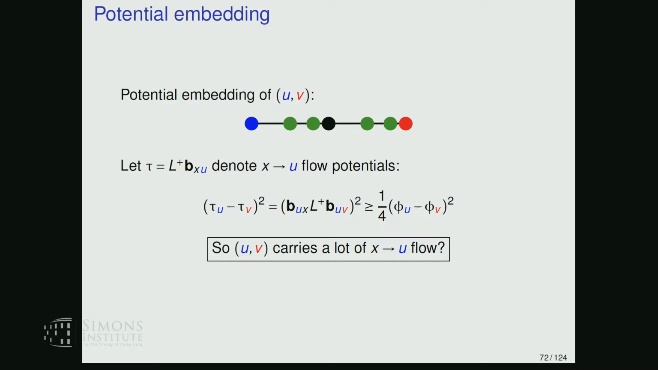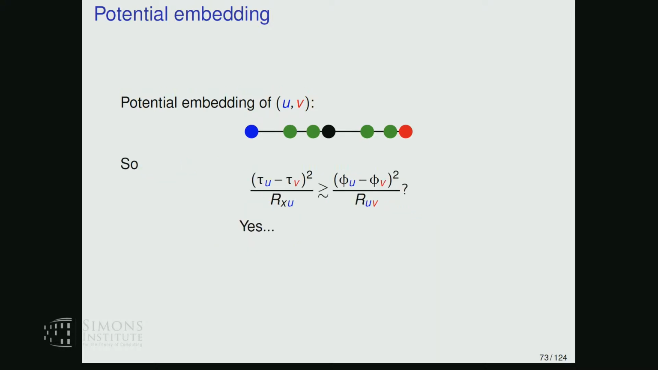Because it has to be relative. So the potential difference is high enough, but there is a denominator. We normalize by the energy of the flow. There's basically one problem remaining. We made sure that the difference in potentials squared is at least a quarter of the UV difference squared. But the normalization is different. Here we're normalizing by the energy of the UV flow, whereas here we're normalizing by the energy of the XU flow.